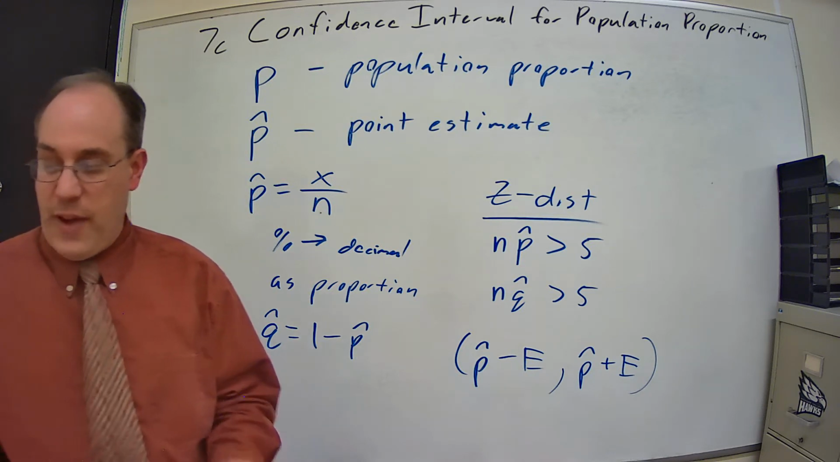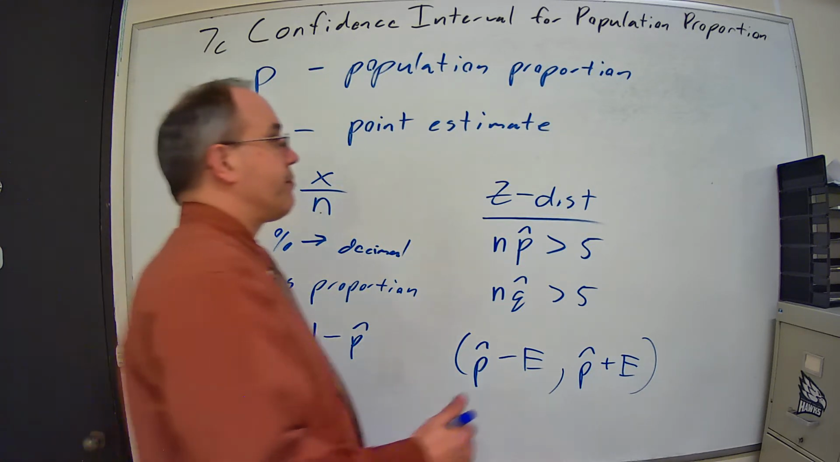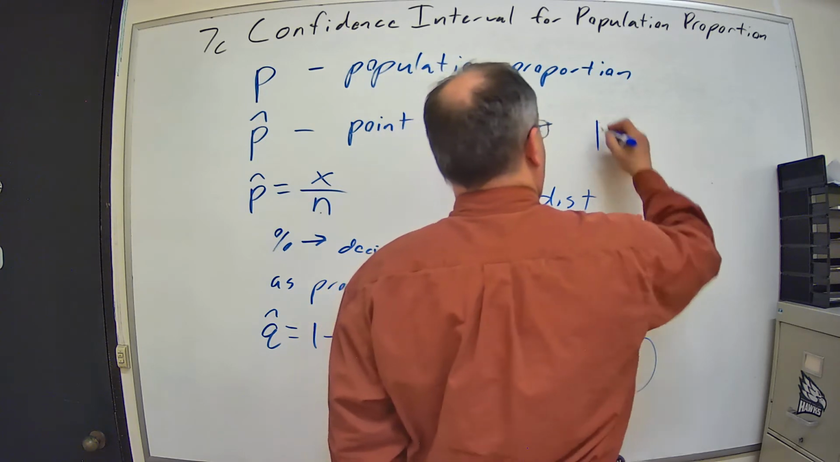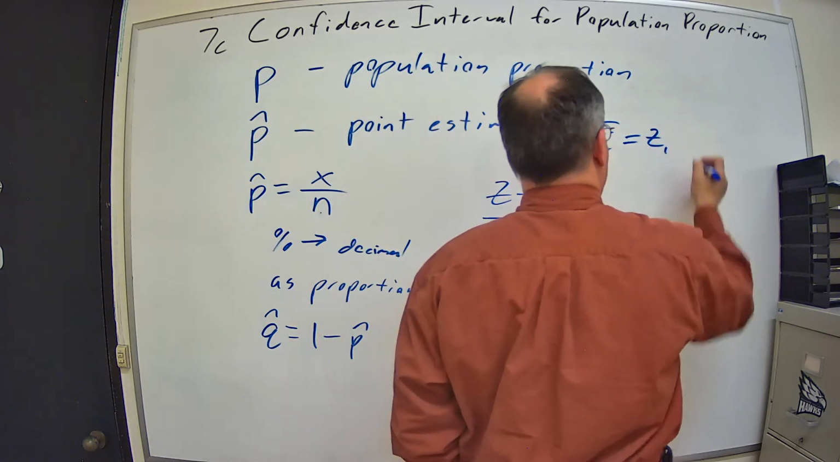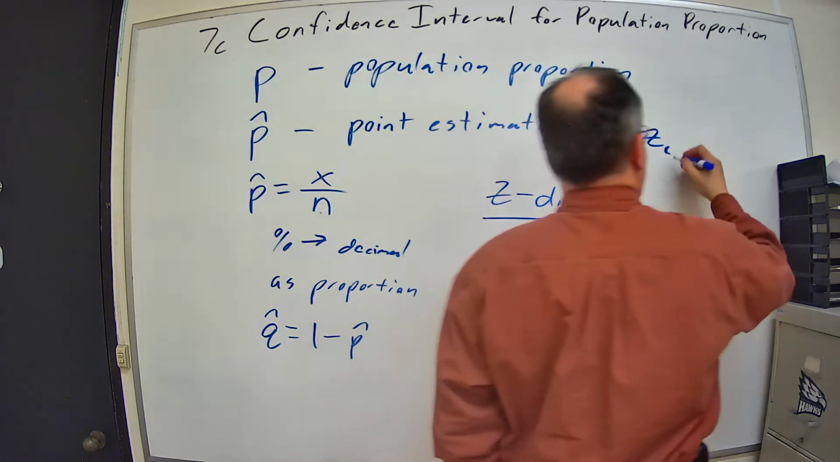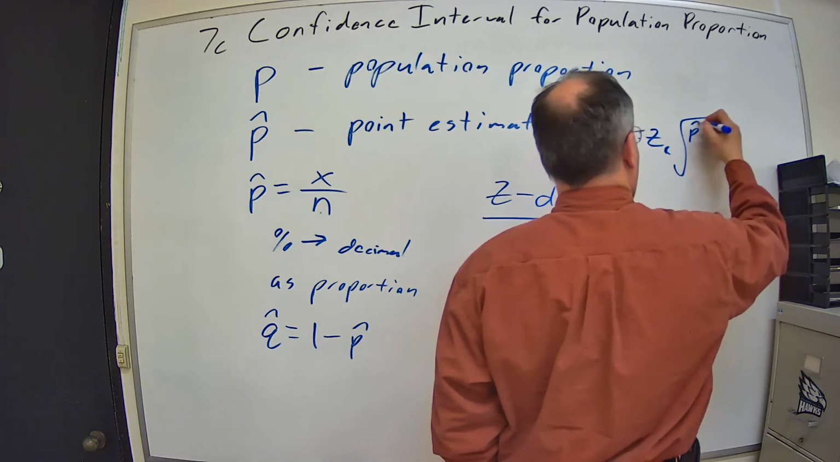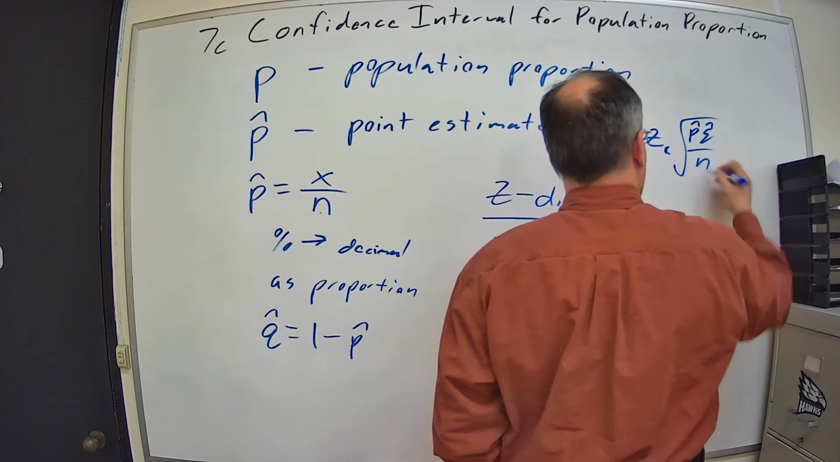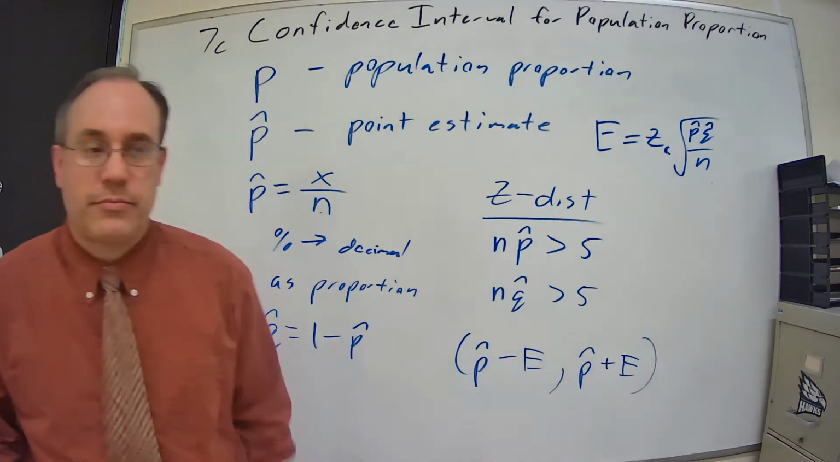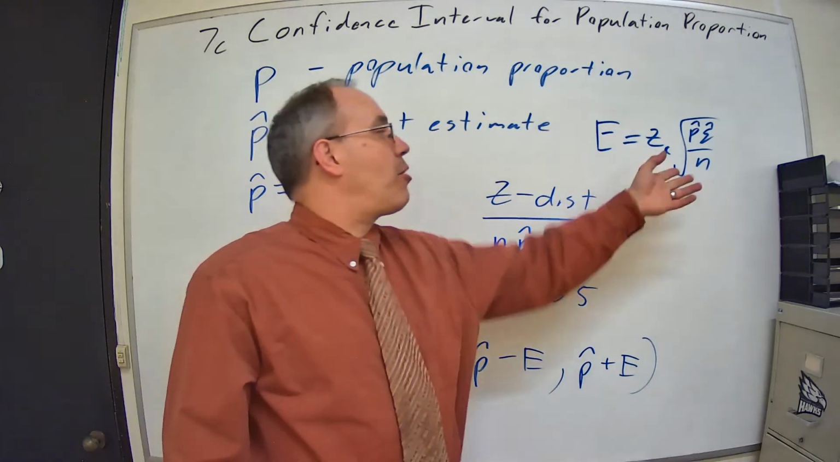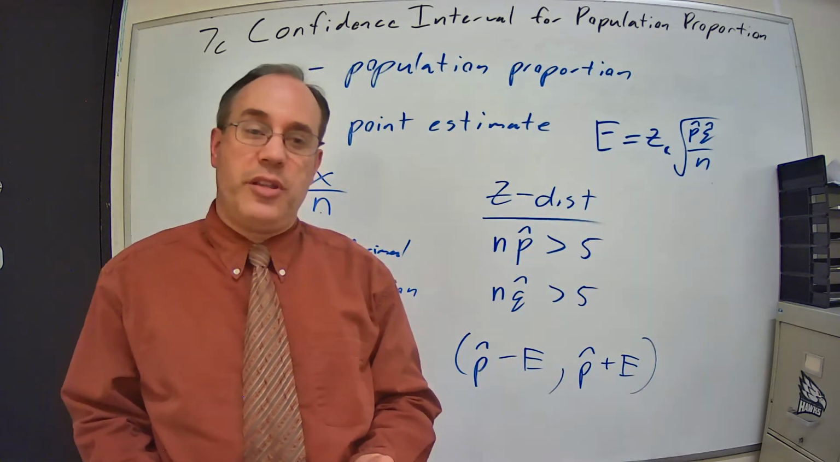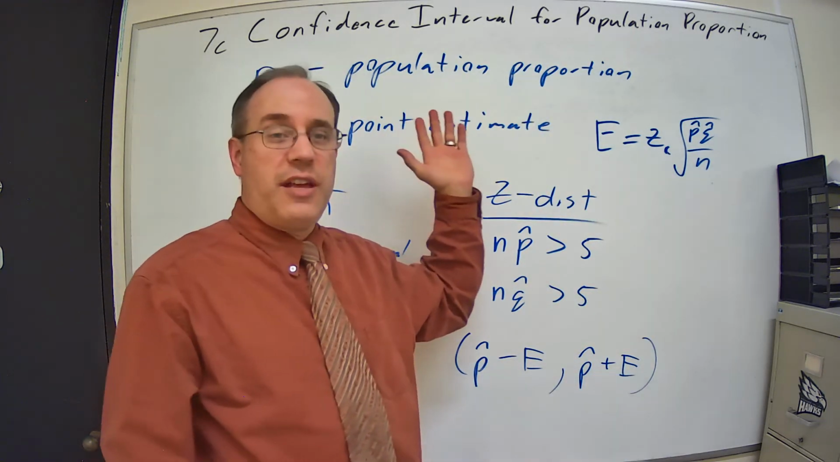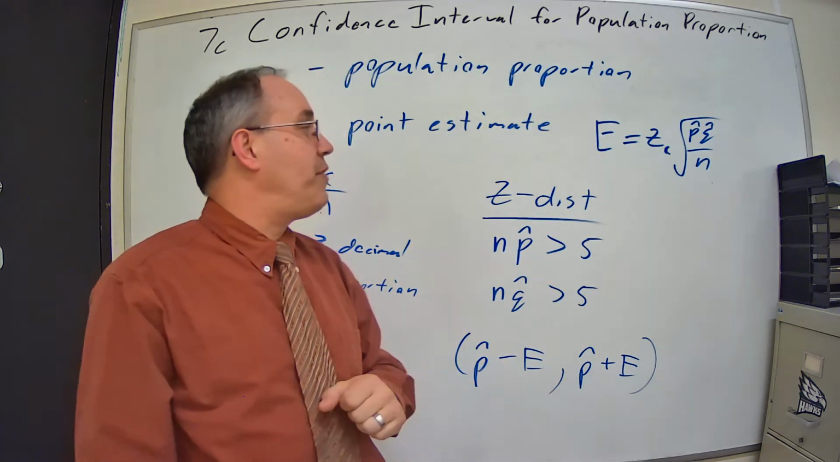Okay, and to find the margin of error, you say E is equal to z sub c times the square root of p hat q hat over n. So now this will be our margin of error formula. Z sub c is found the same way as it has been in the past. We're going to look at the confidence level and then go look in the table to find it.